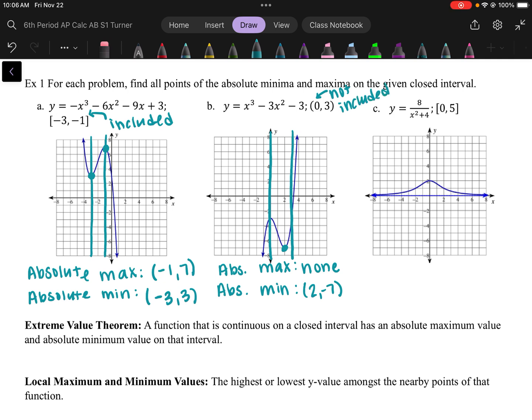For C, you should have found that your absolute max is taking place at 0.2, while your absolute minimum is taking place at 5. And then for a question like this, since I want to know that exact moment that it's reaching that peak, I plugged in 5 to my original equation, which gave me 8/29. And you could also write that as a decimal, but make sure that when you write it as a decimal, you're rounding to 3 decimal places, just as you would expect to see on College Board.